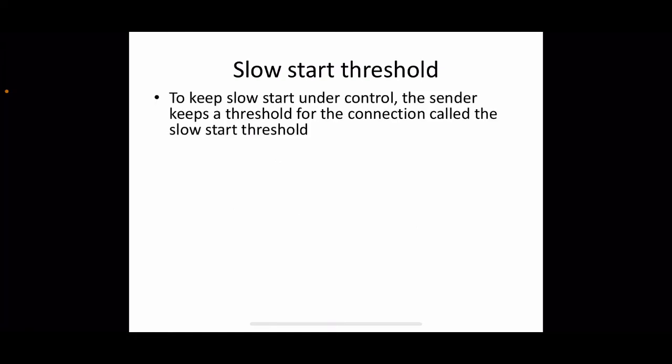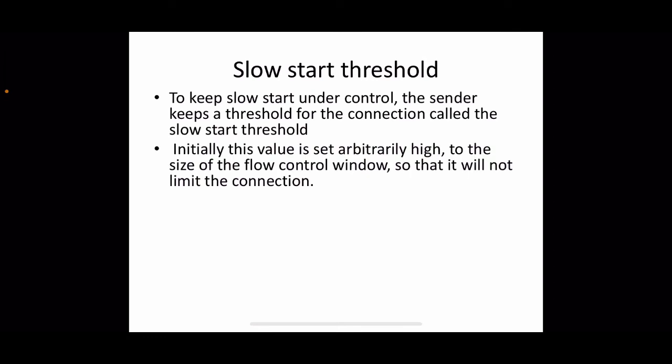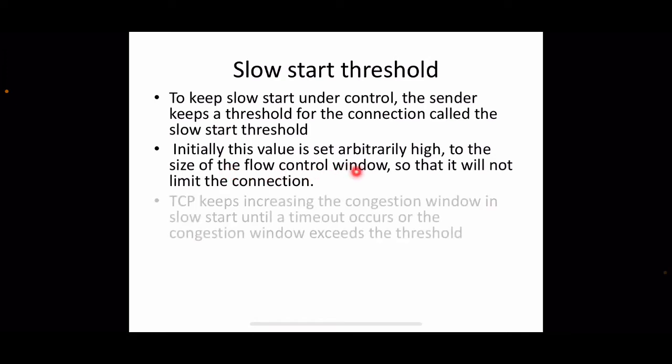network. And for that, we are using the slow start threshold. To keep the slow start under control, the sender keeps a threshold for the connection called the slow start threshold. Initially, this value is set arbitrarily high. We don't know how many packets can travel through the network without any congestion, right? So we'll set a high value initially, maybe to the size of the flow control window, the receiver's capacity.